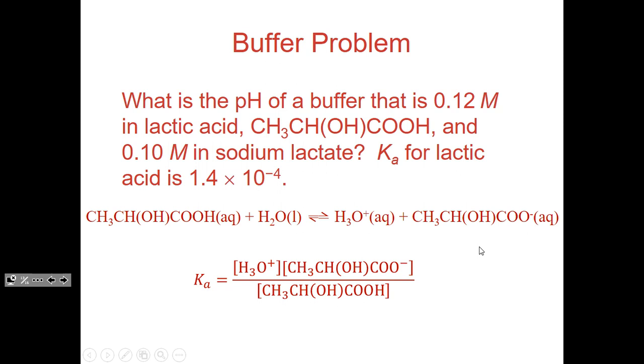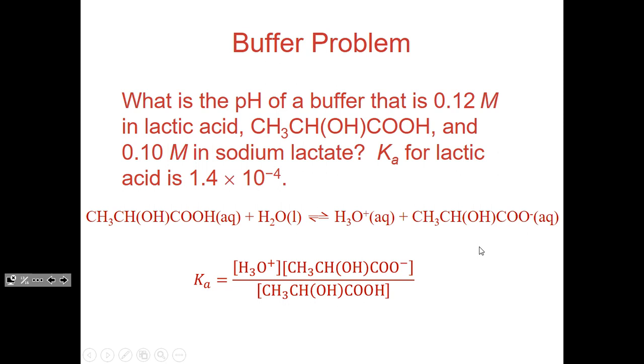Now, one of the things you need to be able to do with the buffer system, besides understand how they're made and how they buffer, is to be able to calculate the pHs of them. Now, when it's equimolar, it's easy, because the acid to base ratio is 1 and the Ka equals the H plus, and therefore pH equals pKa. But when they're not equal, how do we do the calculation? Well, it's the exact same equation.